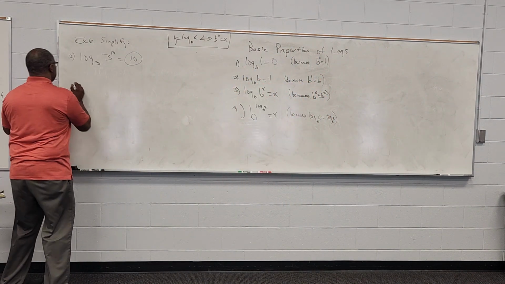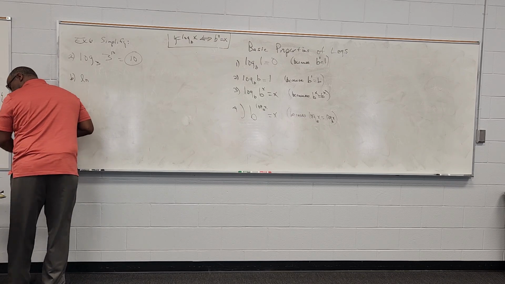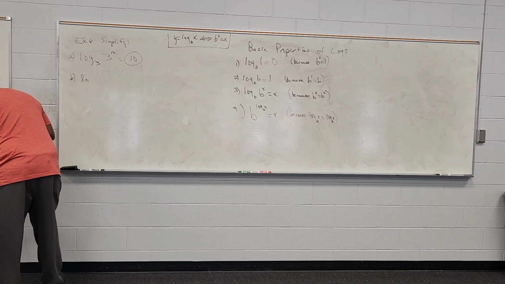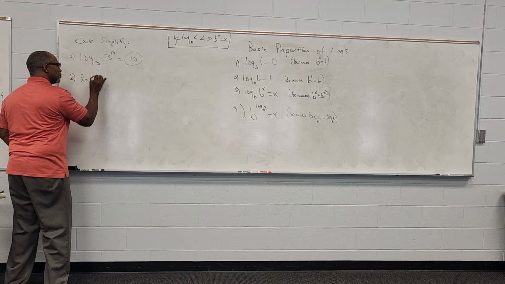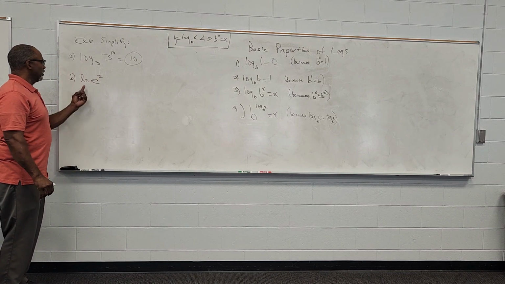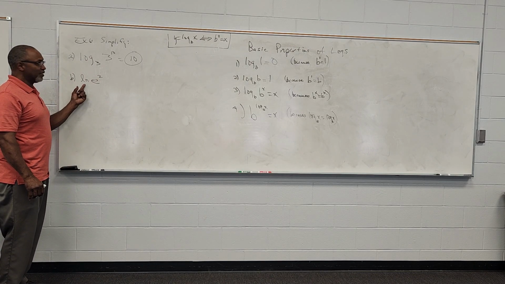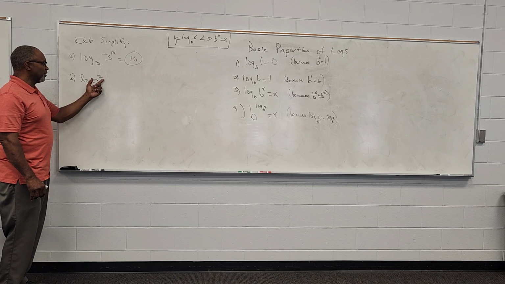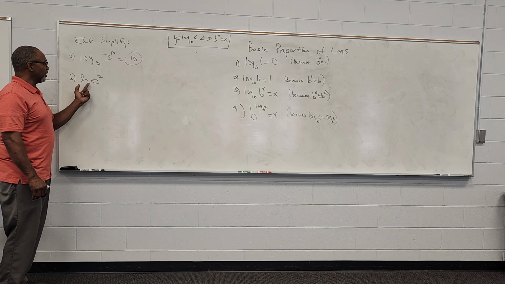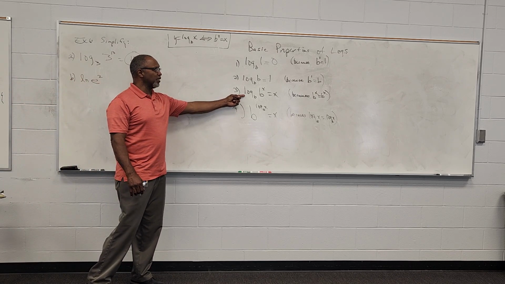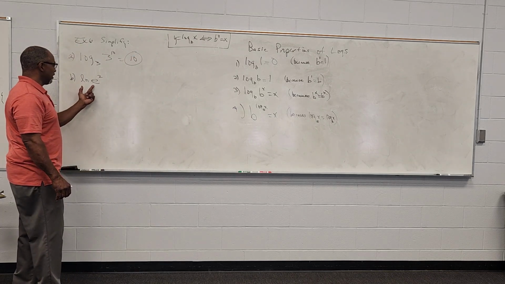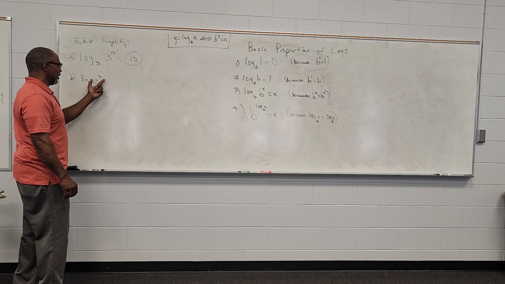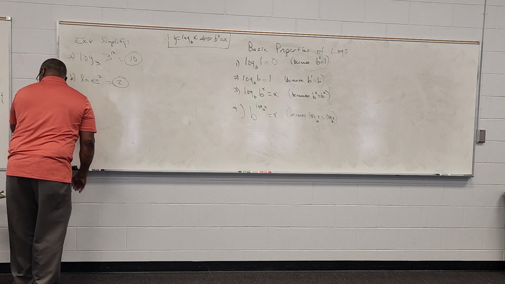B, ln of e squared. Again, ln is log to the base e. Log to the base e of e to the x. Log to the base b of b to the x. So we're still using that property. ln means log to the base e, so log to the base e of e to the x. Log to the base b of b to the x, better be 2.